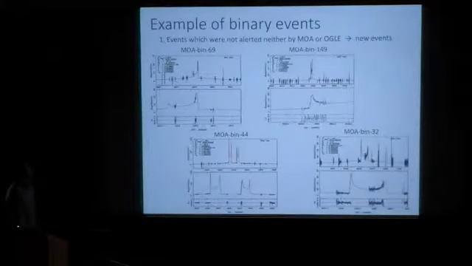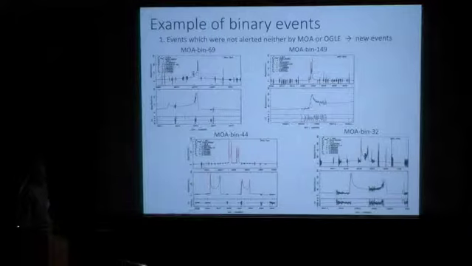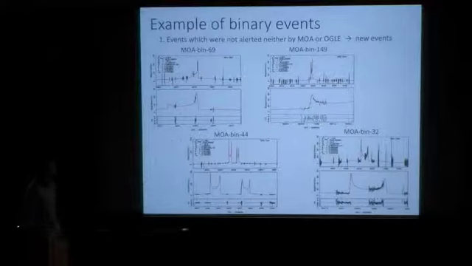So I will show you some examples of binary events. These are events which were alerted by neither MOA nor OGLE. These are MOA-bin-69, MOA-bin-149, MOA-bin-44 and MOA-bin-32. These MOA-bin numbers were temporarily assigned when the event was identified as a binary lens candidate. And we have found several short duration binaries such as MOA-bin-44 and MOA-bin-32.